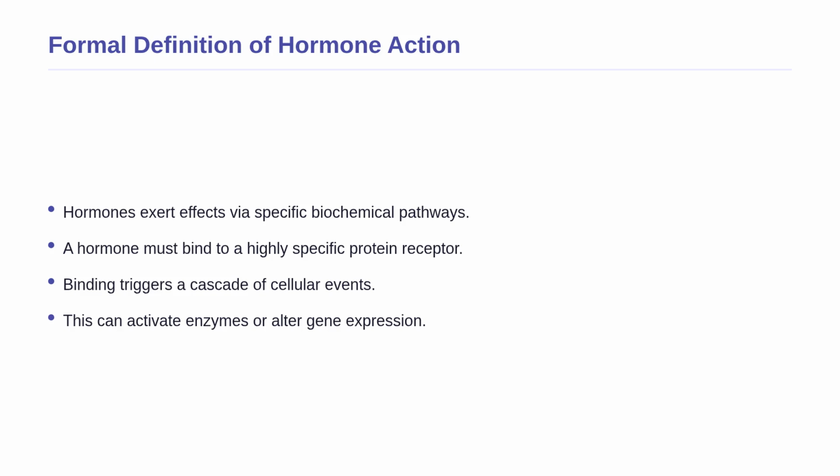Now that we understand the basic analogy, let us look at the formal biological definition. In reproductive biology, the mechanism of hormone action refers to the specific biochemical pathways through which hormones like estrogen or testosterone exert their effects. When a hormone reaches a target cell, it must bind to a highly specific protein molecule known as a receptor. This binding event is the crucial trigger. It sets off a cascade of cellular events, which might involve activating enzymes near the cell membrane or even entering the nucleus to alter how specific genes are expressed.